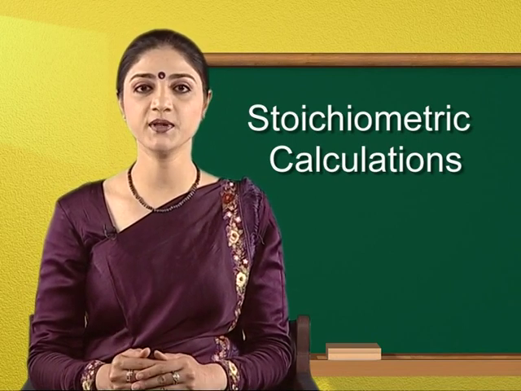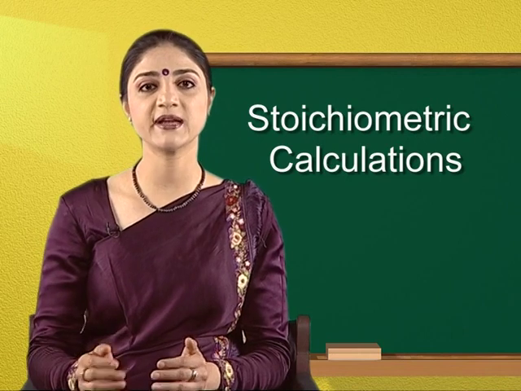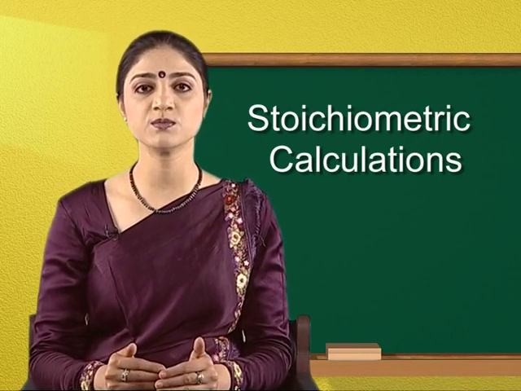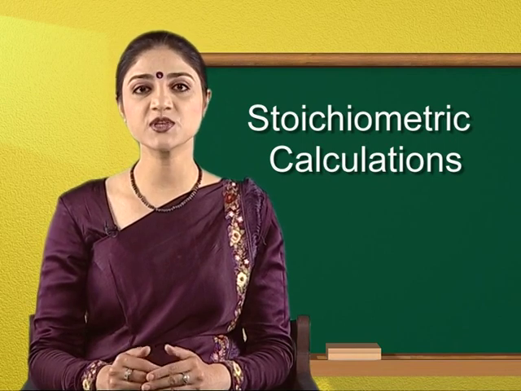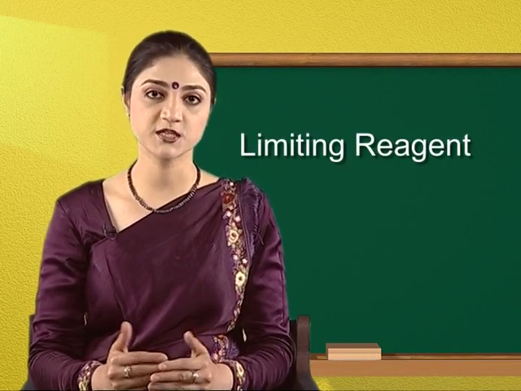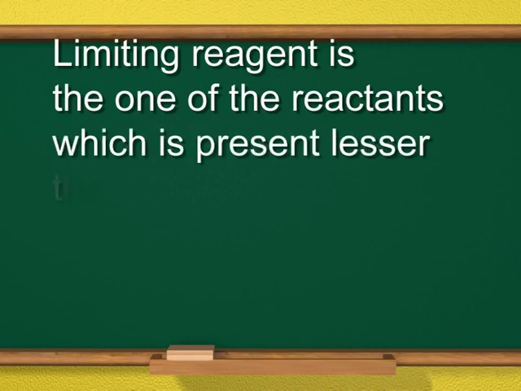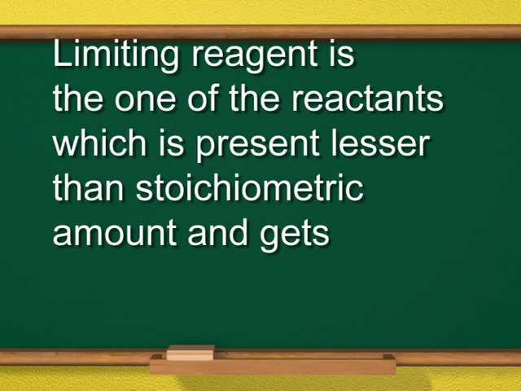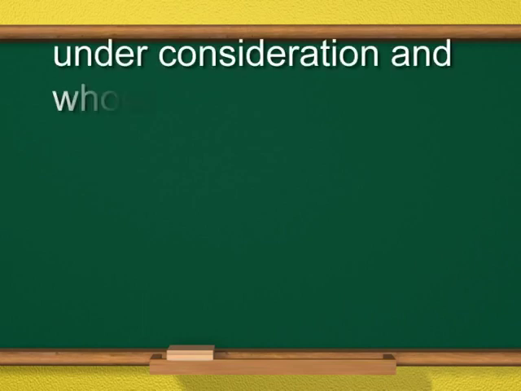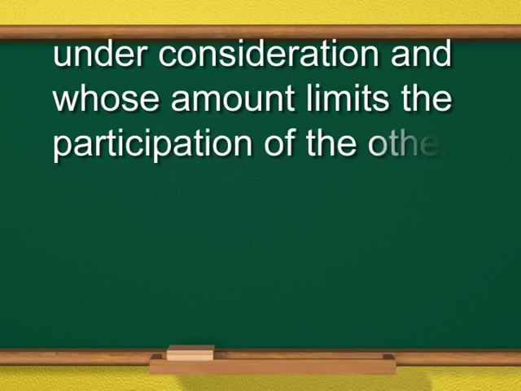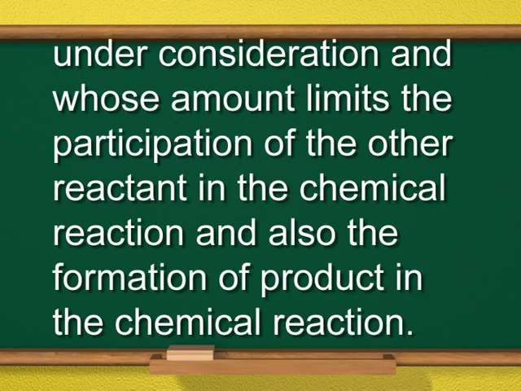On the basis of the above example, it may be concluded that the amount of products formed in a chemical reaction is decided by the substance which is consumed completely in the chemical reaction. What does it mean? Students, such a substance is called a limiting reagent. It may be defined as, the limiting reagent is the one of the reactants which is present in less than the stoichiometric amount and gets completely consumed in the chemical reaction under consideration, and whose amount limits the participation of the other reactant in the chemical reaction and also the formation of product in the chemical reaction.